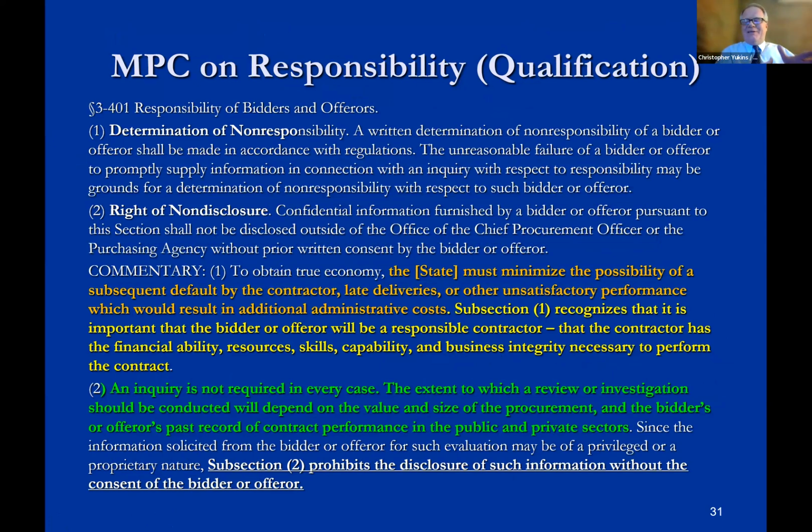So the problem is, if you look at the MPC on responsibility, it doesn't really talk about what responsibility is. It only talks about what non-responsibility is, okay? It presumptively assumes that everybody's going to be responsible and says you make a finding, this is how you make a finding of non-responsibility. Do you think we need to update the MPC, Yolanda, so it talks more about what the affirmative standards for responsibility are, as opposed to just talking about non-responsibility?